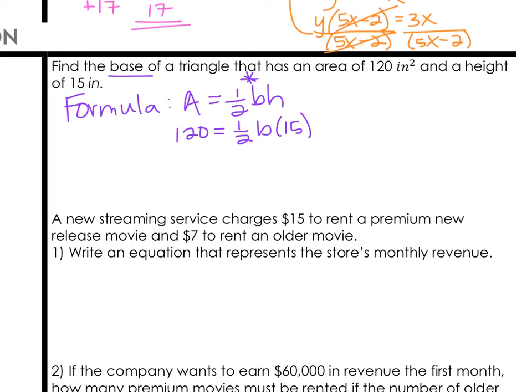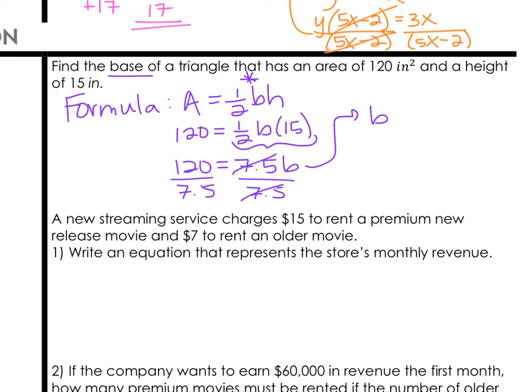Well, if we think about the associative property for multiplication from lesson 1.1, you can multiply in any order. And what that means for us is we can take 1/2 times 15 and get 7.5 times b. To get b by itself, we'll simply divide. So on your calculator, please type in 120 divided by 7.5. And you should get b equals 16.